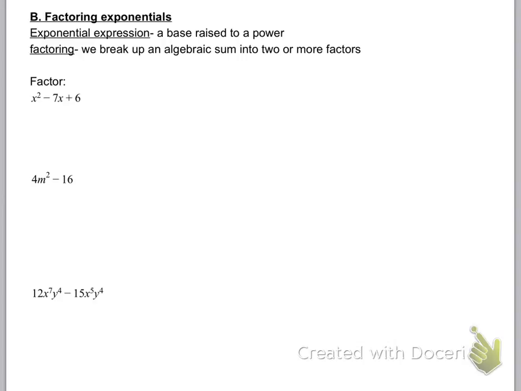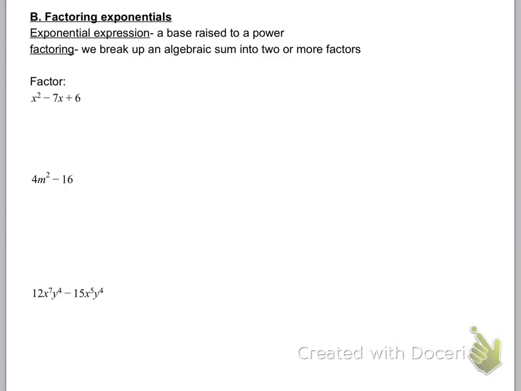And factoring itself is we break up an algebraic sum into two or more factors, and we call those factors things that can be multiplied back together to get the original problem. Okay? So remember, when you factor something, factoring it into one or two or more sums that, when multiplied together, make the original problem back. So let's factor the first expression there.